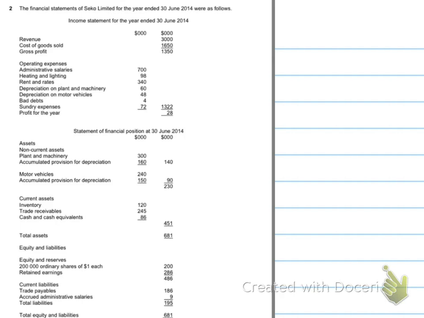Alright, so I have the financial statements of Seko Limited here. The year ending is 30th June 2014. I have revenue, cost of goods sold, gross profit, all the operating expenses, and finally the profit for the year. Then we're also given the statement of financial position: assets, plant and machinery, motor vehicles, inventory, receivables, cash and cash equivalents, 200,000 ordinary shares and retained earnings, no share premium, no revaluation reserve, trade payables, accrued salaries, and that's it.